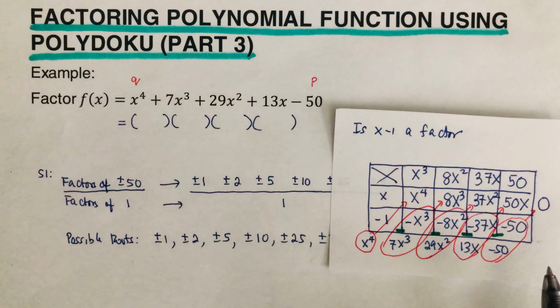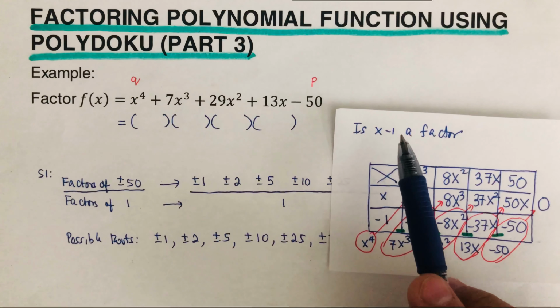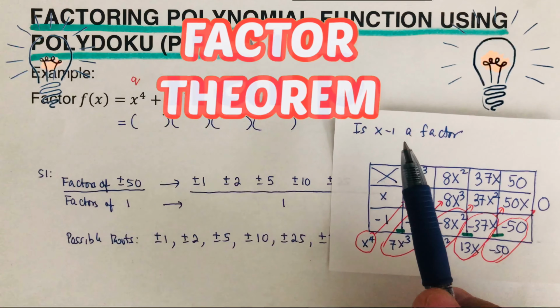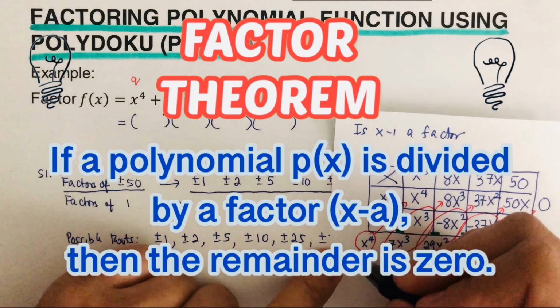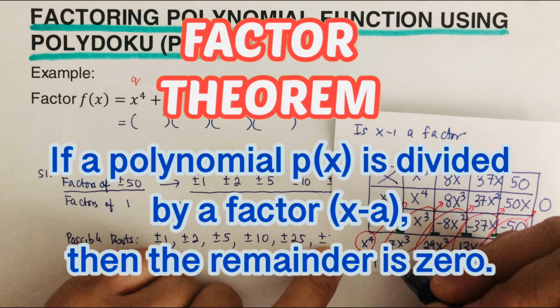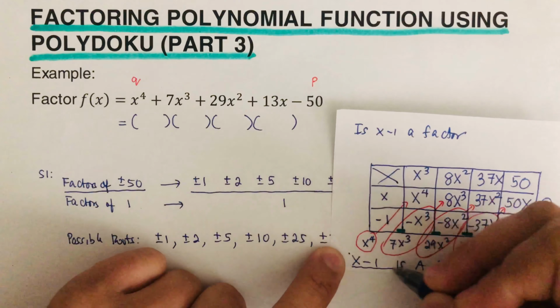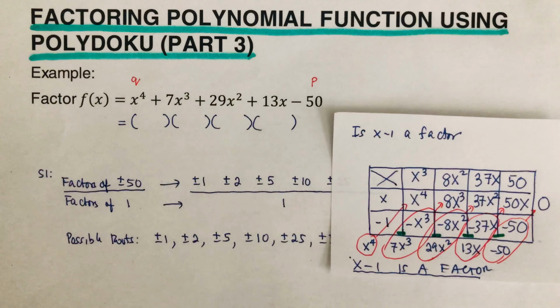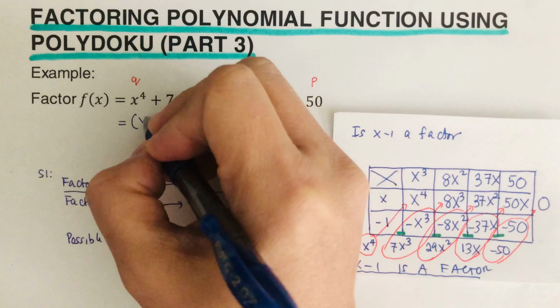Okay, since I did the Polydoku and then the remainder here is 0, that means that x minus 1 is a factor, and this is based on the factor theorem. If f of x is divided by a factor of x minus a, then the remainder is 0. So I can go ahead and say that x minus 1 is a factor. Okay, since we already have a factor here, I can go ahead and write x minus 1 right here. So that's one of the factors.